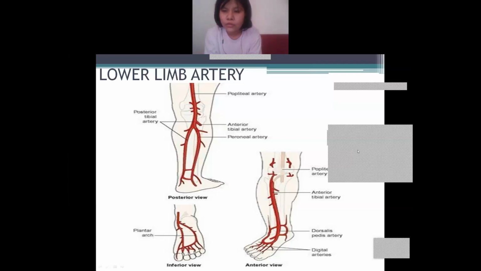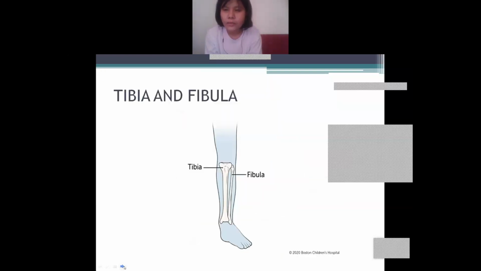Yes, ma'am. Okay, Surajit, can you tell me what is the name of the artery which lies in between your tibia and fibula? Yes, this is your tibia, this is the fibula. But between these two bones there is an artery. What is the name of that artery? Tibial artery.